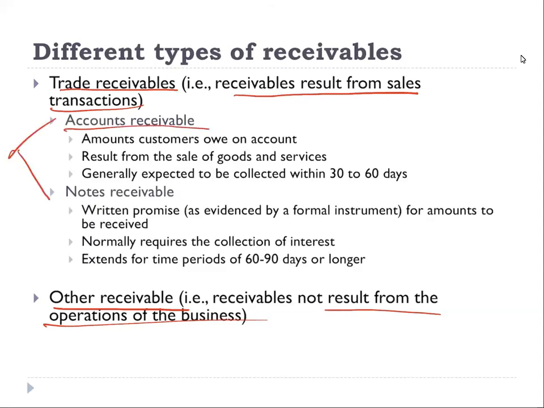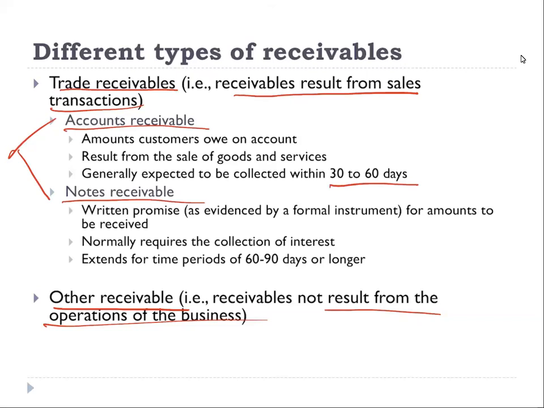One is called accounts receivable. The other is called notes receivable. Accounts receivable are basically amounts customers owe on account, and they result from the sale of goods or the provision of service. They are usually expected to be collected within 30 to 60 days.